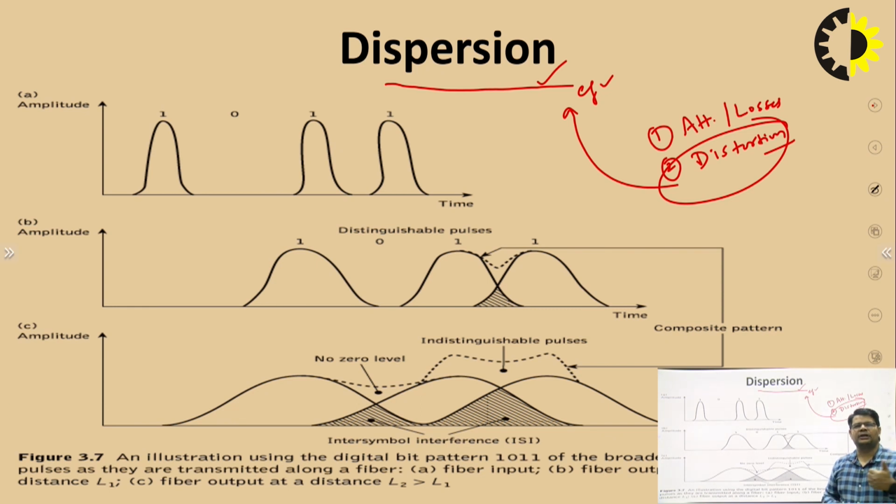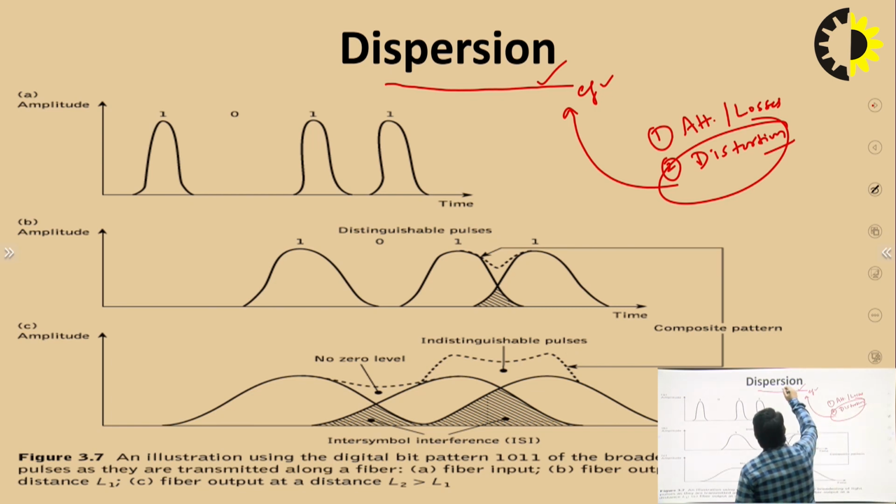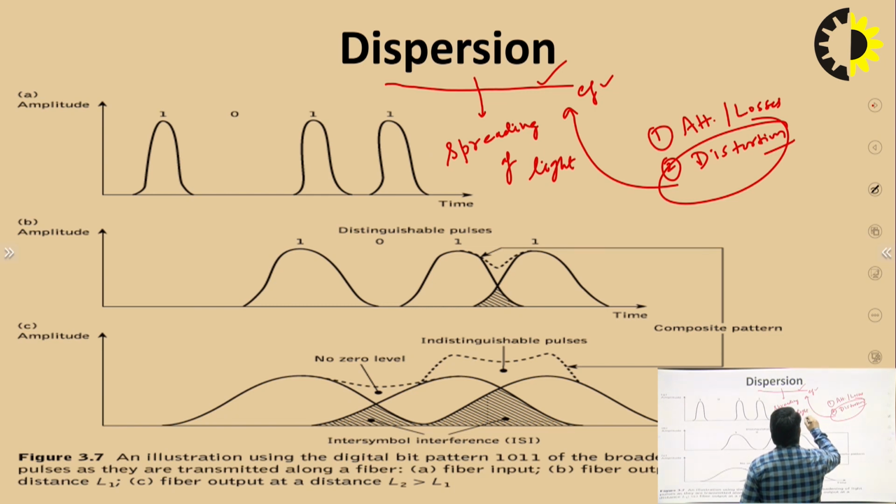When the light propagates inside the optical fiber cable, maybe in the form of, let's say, pulses, the pulses get broadened or spread. So the broadening or spreading of light pulse is known as dispersion. Dispersion is nothing but the spreading of light pulse.